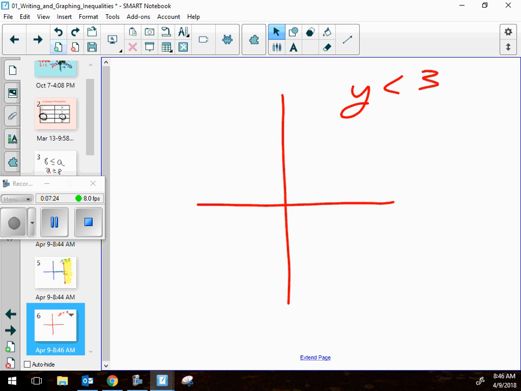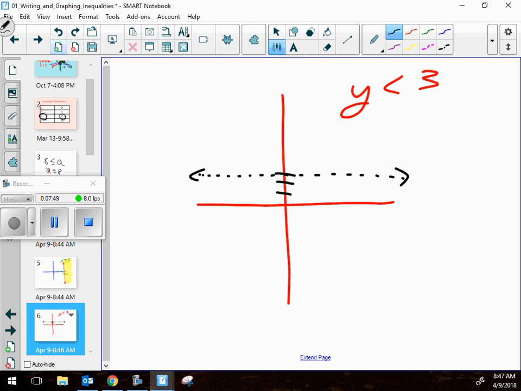Hint, start with the line y equals 3, but don't actually use that line. That's where the line is 3. And if I used a solid line here, I'd have a problem. Dotted line. Why? Because y equals 3 would be the solid line. Get the difference? Y equals 3 would have been this. We have y is less than 3. So there's where 3 would be, but we can't be 3. We have to be less than 3.